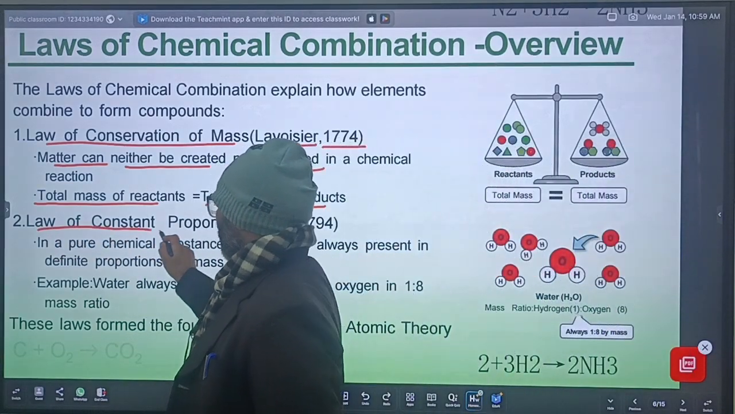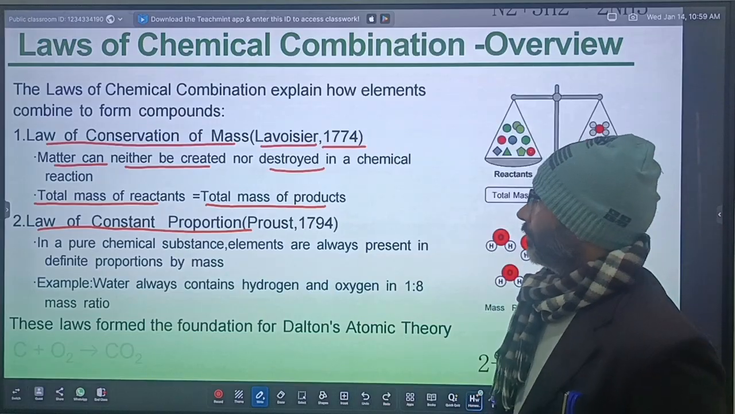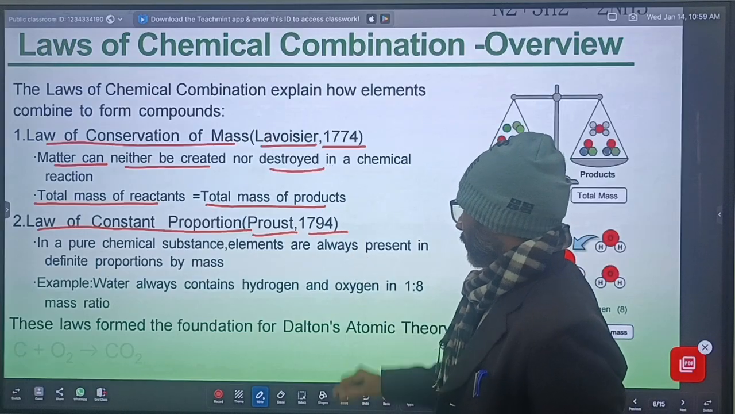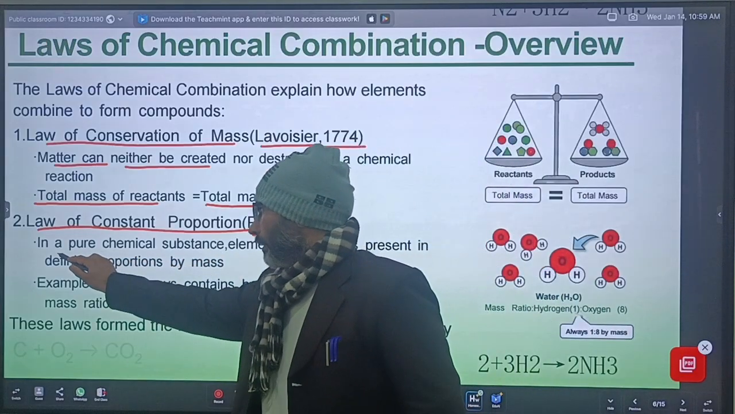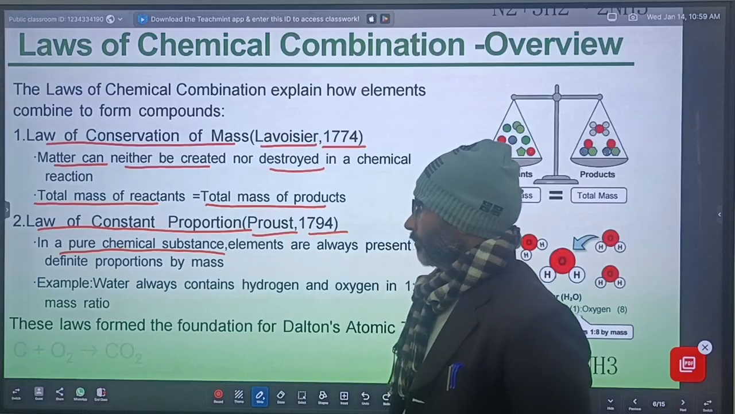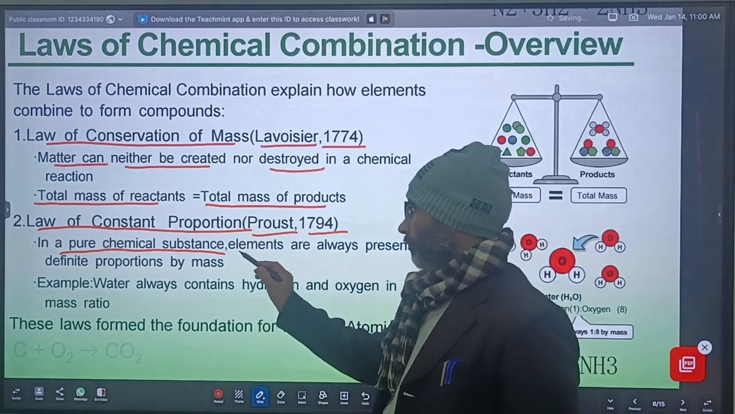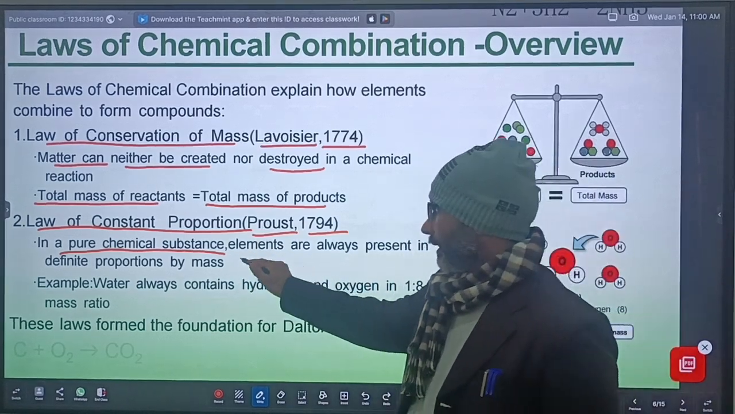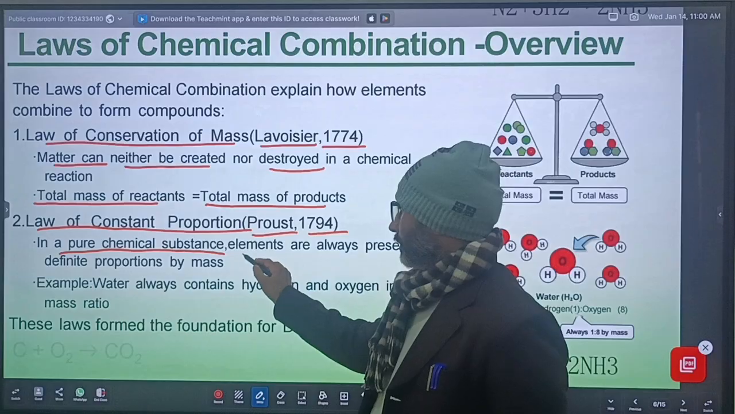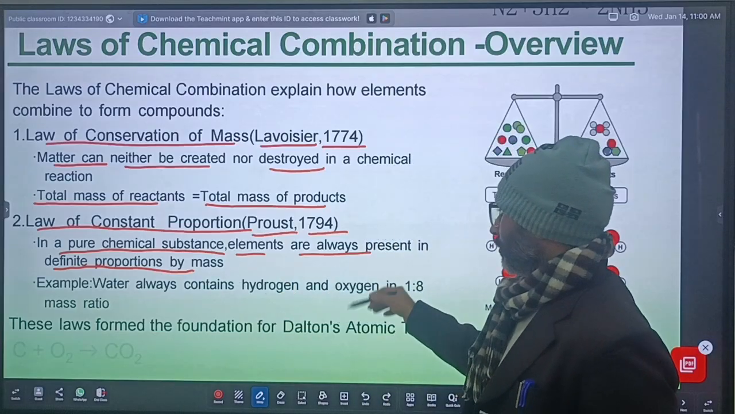The second law is the law of constant proportion. These two laws are collectively known as the laws of chemical combination. This law was given by Joseph Proust in 1794. It says that in a pure chemical substance, meaning one which has only one type of particle, this law is applicable only for compounds, not for elements. The elements are always present in a definite proportion by mass. We will explain this law also in the next slide.